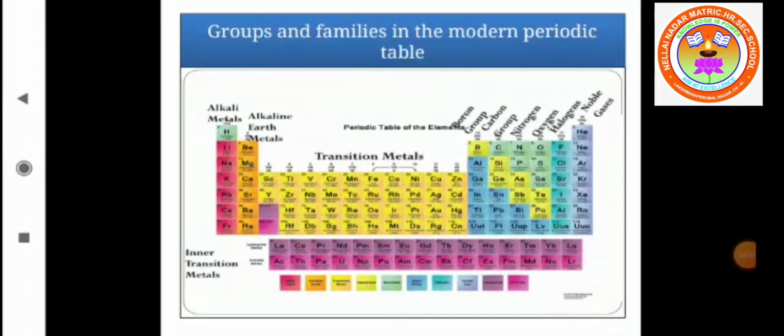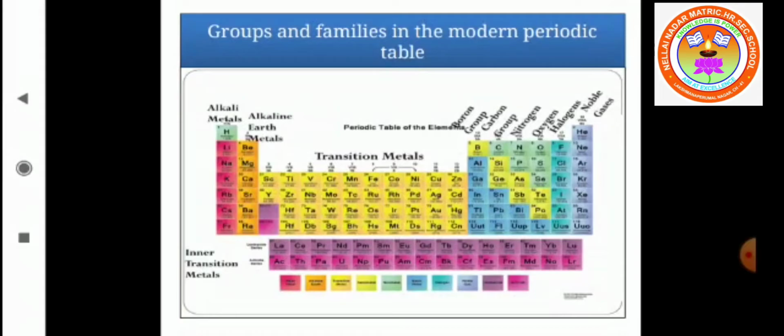Good morning, children. In today's class, we are going to learn the features of groups or families in the modern periodic table. What are groups in the modern periodic table? The vertical columns in the modern periodic table are called groups or families. In the modern periodic table, we have 18 vertical columns, or 18 groups or 18 families.